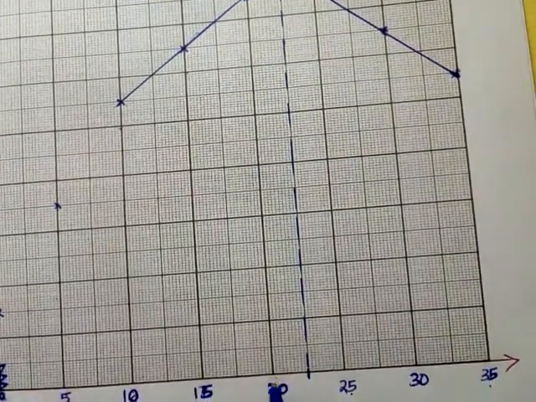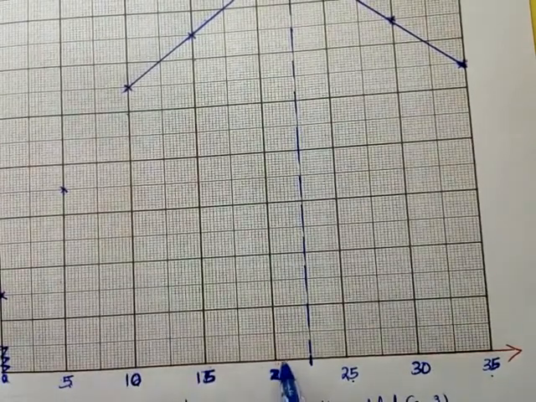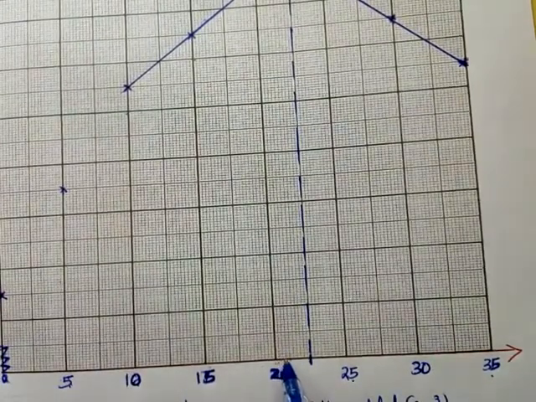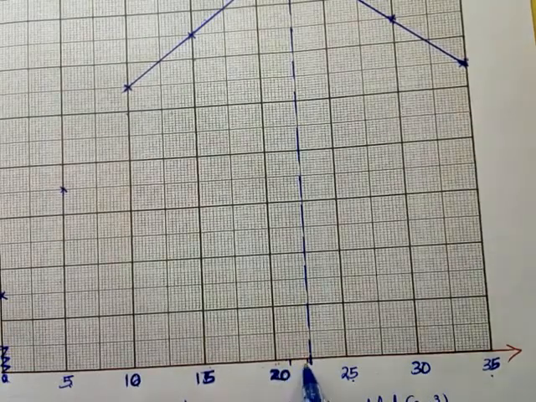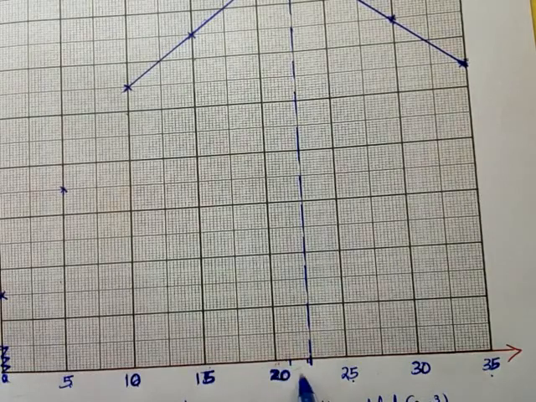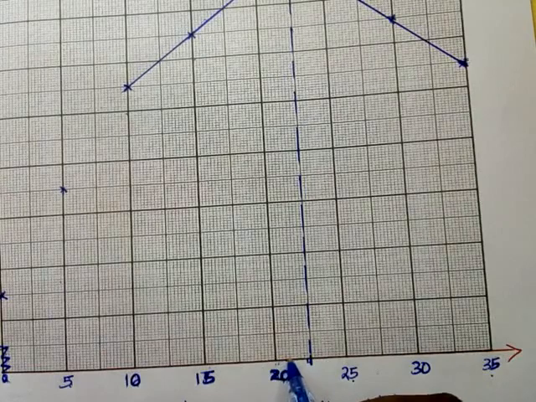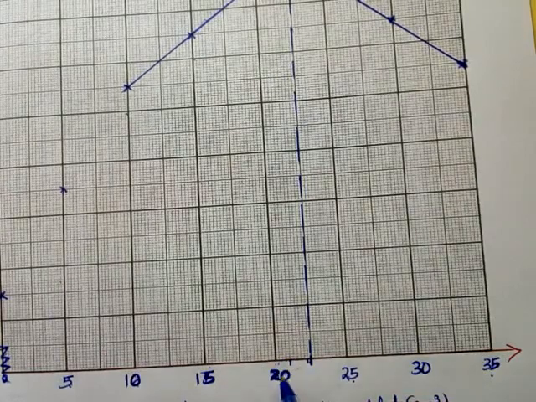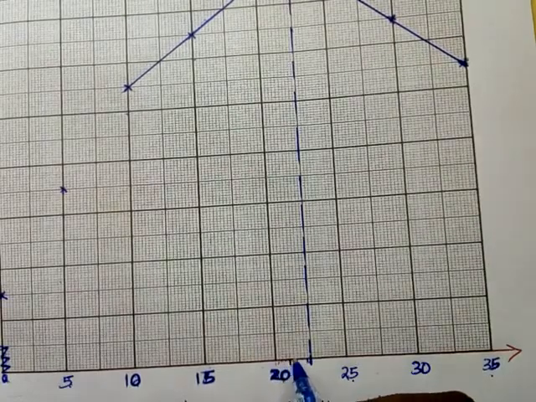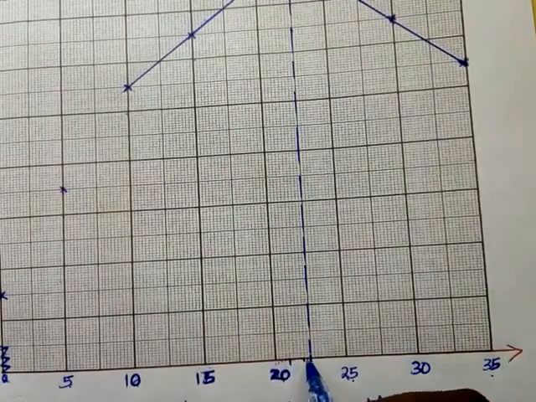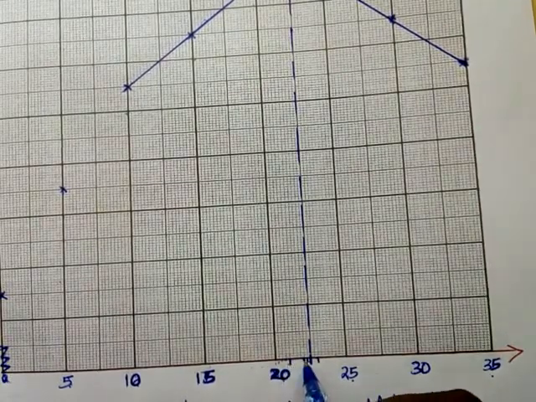So if I read my x-axis, this is 21. 1, 2, 3, 4. This is around 22.5, because this is 25 and this is 20. 4 small unit squares represent 1 unit, 1 by 1. Therefore, this is 21, then 22 and a half.